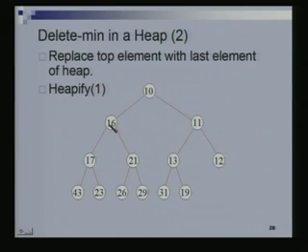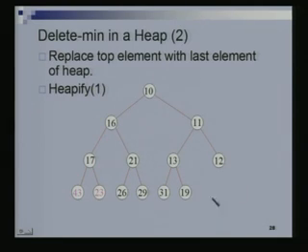Now, the heap property is valid at this node, and it is also valid at this node, because if I look at the two children, they are both larger than 17. So, this entire thing is now a heap, and we have deleted the minimum element. So, this is the delete min procedure.